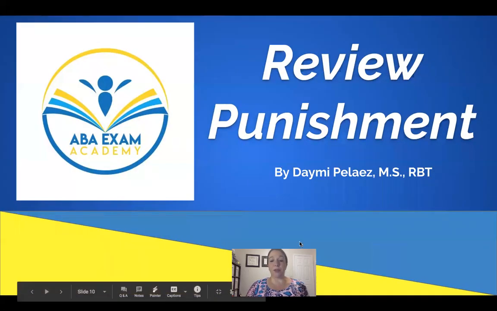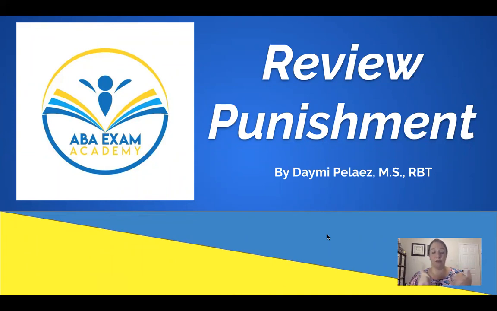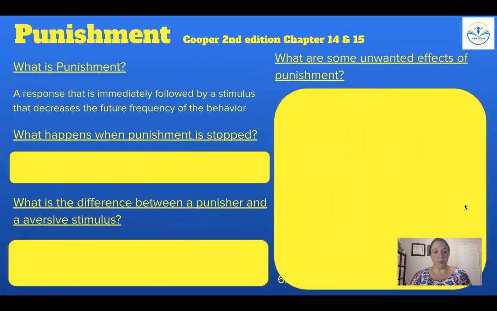All right, so now we're going to review punishment, in that order: first punishment, then positive punishment, and then negative punishment. It's chapters 14 and 15 of the Cooper second edition ABA book. The first thing we're going to talk about is basically what punishment is, because most of us should know what it is.